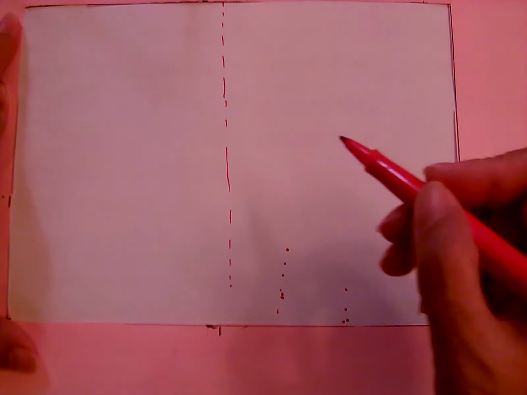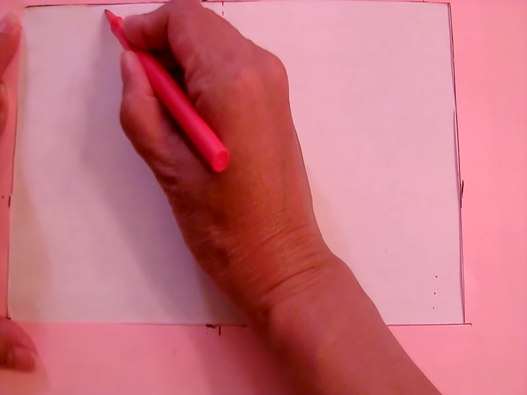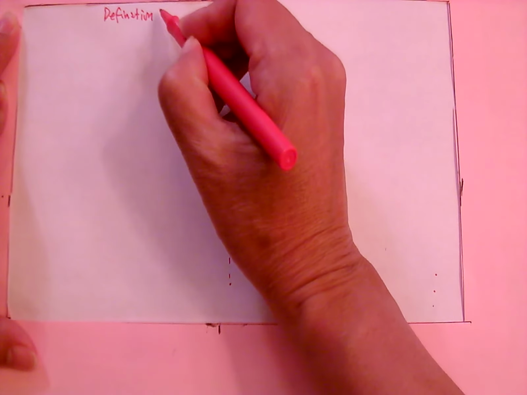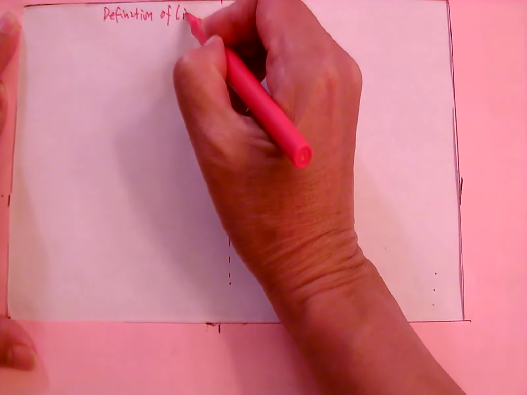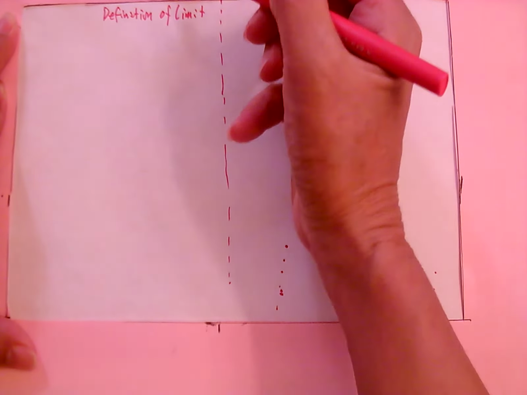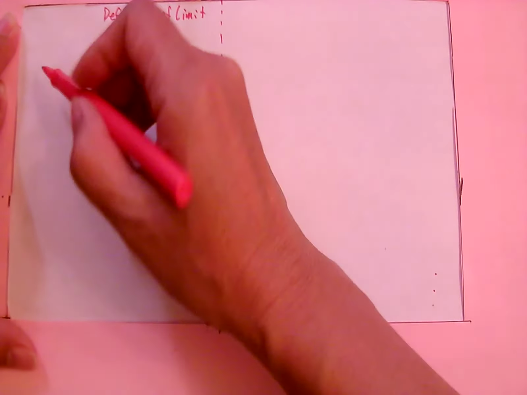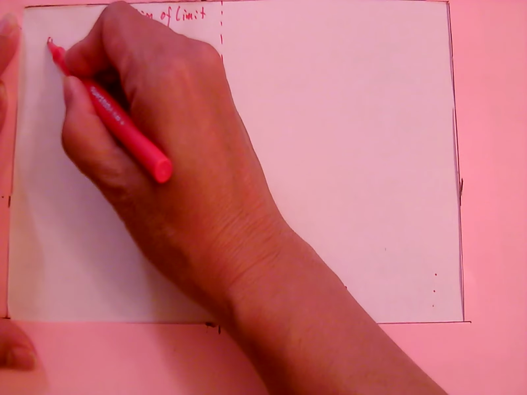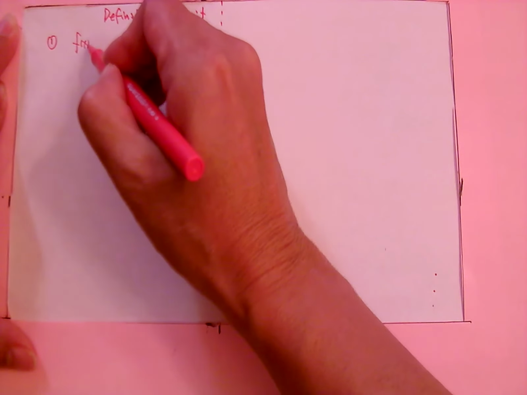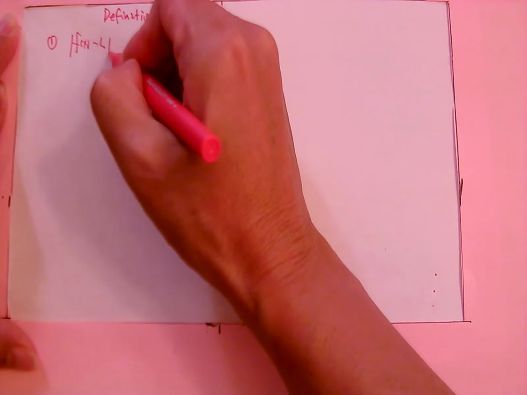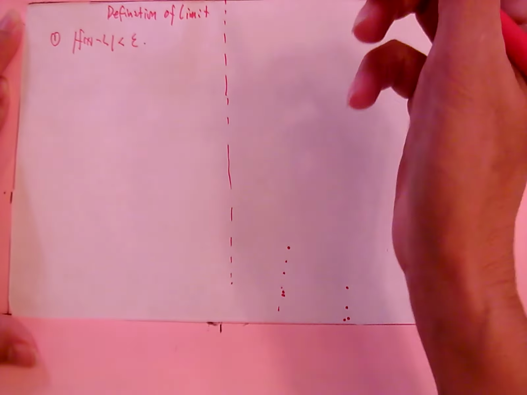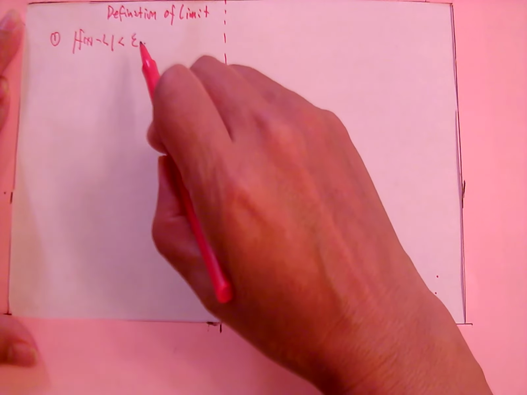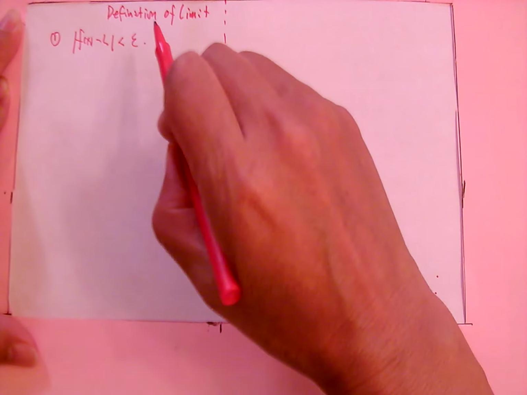In this video, we are talking about the definition of limit. The formal definition has two inequalities. One inequality is |f(x) - L| < epsilon. So we're going to try to change this absolute value inequality to a double inequality.